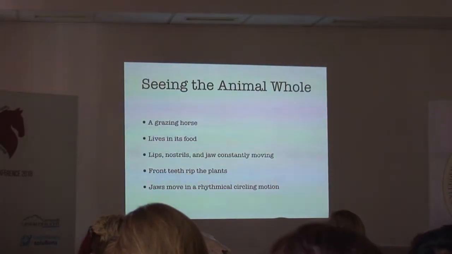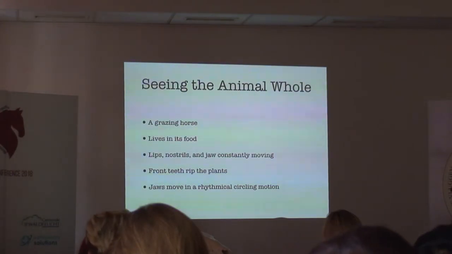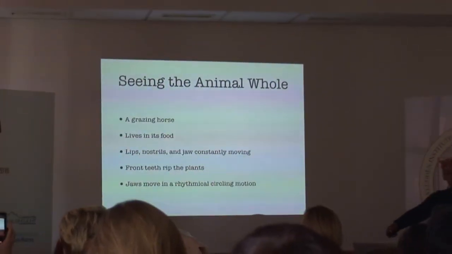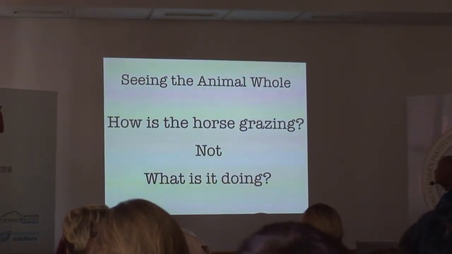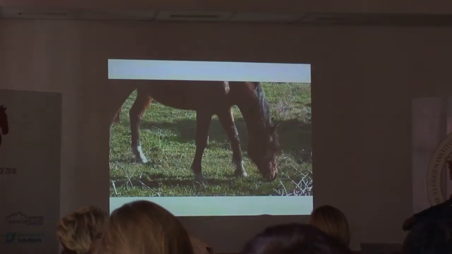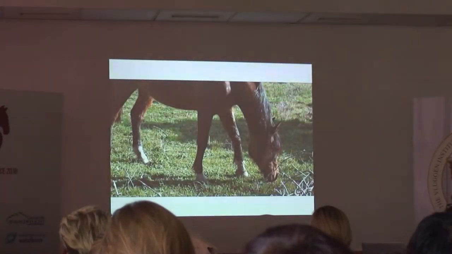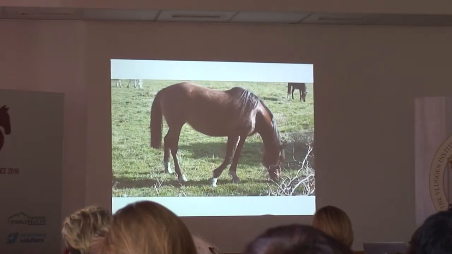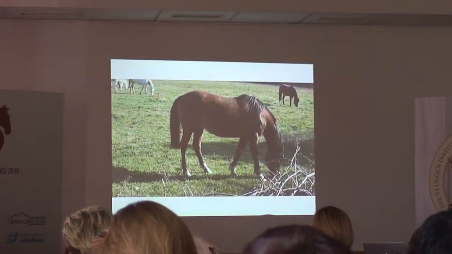So, a grazing horse lives in its food, like that. Lips, nostrils and jaw constantly moving, front teeth rip the plants, which I was happy that I put it down, someone mentioned it yesterday. Jaws move in a rhythmical circling fashion. How is the horse grazing, not what is it doing? How is it doing it?